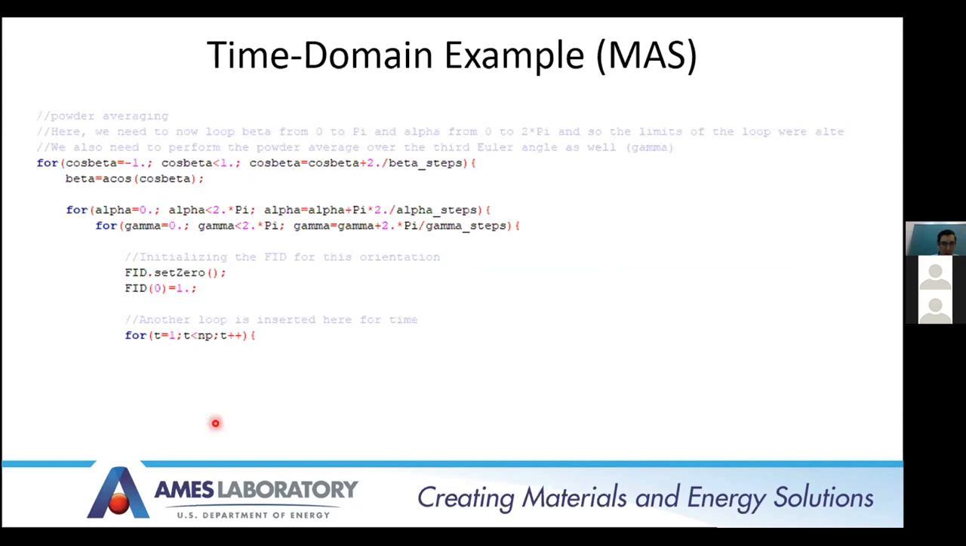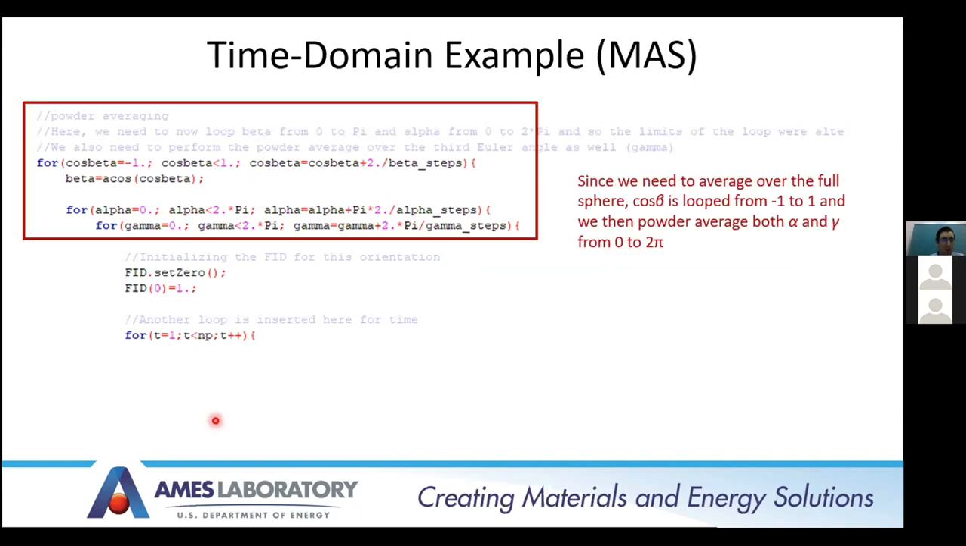Okay, so this is where the powder averaging starts. You'll notice we made some changes. Because we're doing magic angle spinning, we now need to loop over beta from 0 to pi, and loop over alpha and gamma from 0 to 2 pi. The way that we do this is we loop cos beta from minus 1 to plus 1, and then again calculate beta by doing the inverse cosine. And then we have two loops nested within this one that loop alpha and gamma from 0 to 2 pi in alpha and gamma steps.